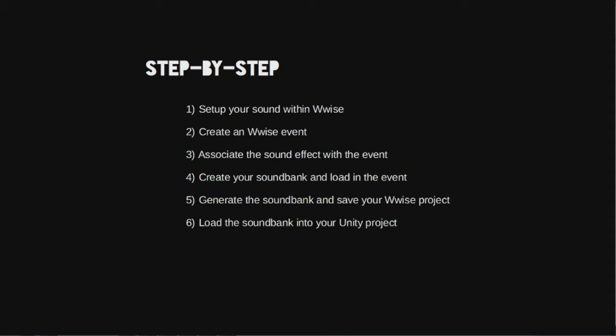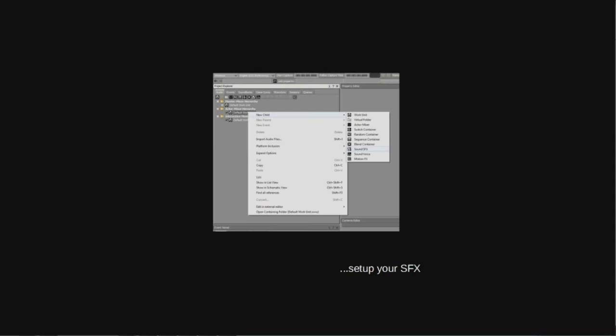It sounds a little bit more complicated than it actually is, so we're going to walk you through it real fast. First, you set up your sound effect within Wwise. This is a screenshot of what you need to do. You right-click on your actor mixer hierarchy in the default work unit or whatever work unit you're working in, and go to New Child and then Sound SFX just for a simple sound effect.